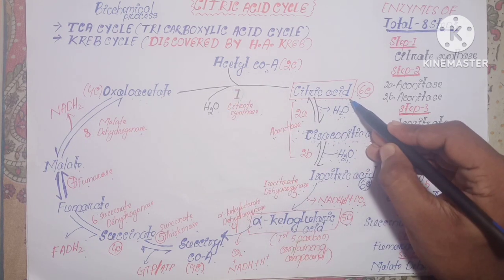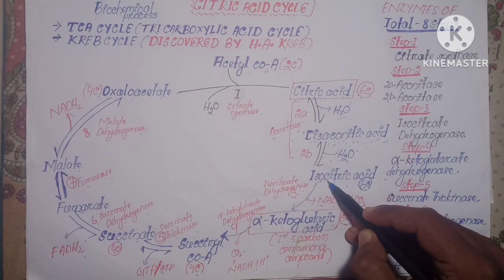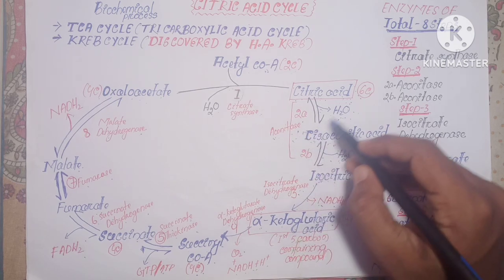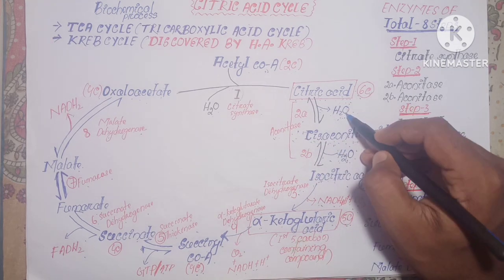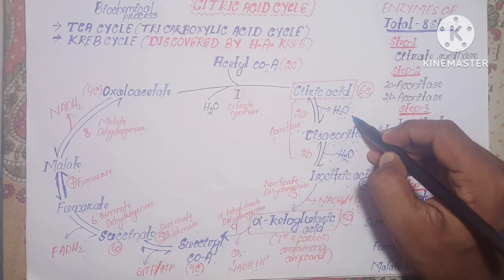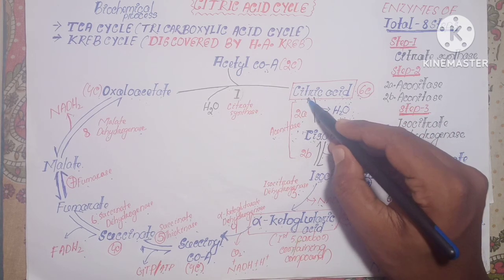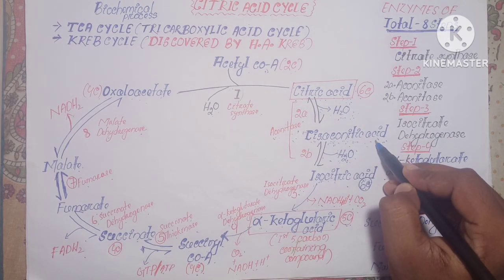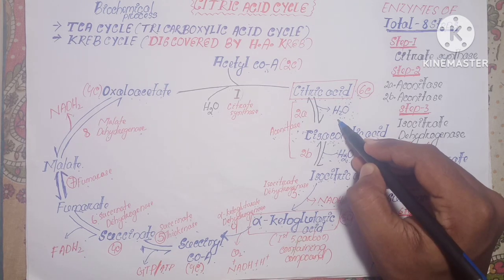In the next step, citric acid is converted into isocitric acid by the presence of the enzyme aconitase. In the second step, there are 2 intermediate steps. In the first intermediate step, the citric acid will be converted into cis-aconitic acid. Here, 1 molecule of water is released in this process.